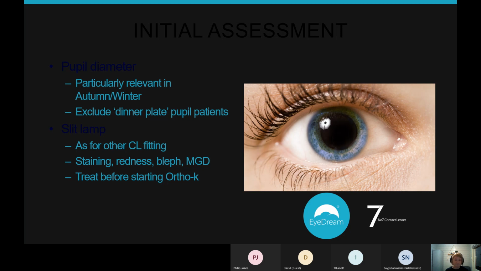With your slit lamp, you're going to do exactly what you did for all your other contact lens patients. And if you do have any problems, treat before starting Ortho-K rather than try to do it alongside Ortho-K.